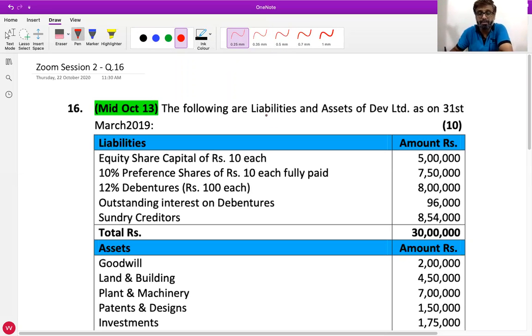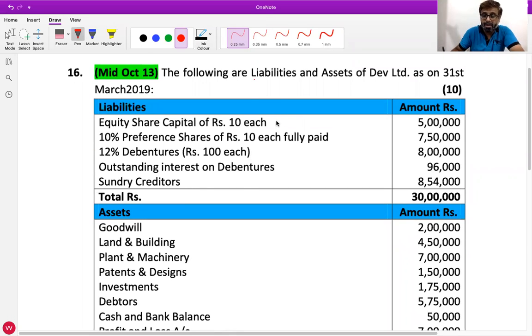The following are liabilities and assets of Dev Limited as on 31st March 2019. Liabilities: equity share capital of rupees 10 each, 5 lakh. So what would be the number of equity shares? 50,000, correct. 5 lakhs divided by 10. All of you write down on the left side, 50,000 equity shares will be there. Yes, further.